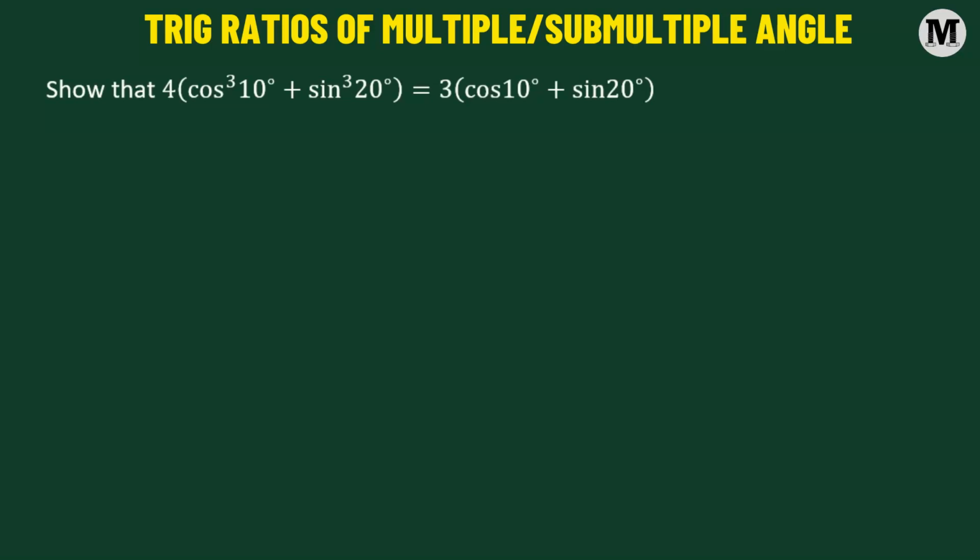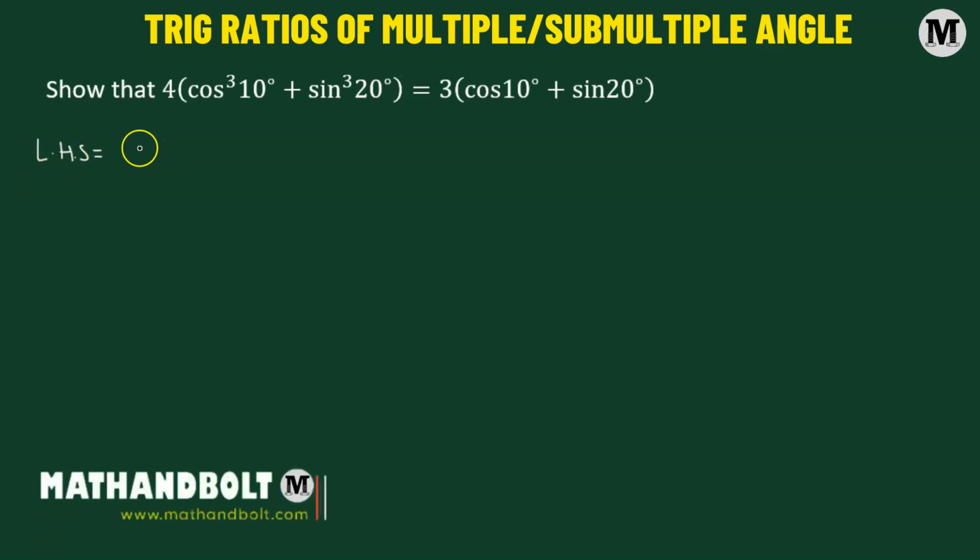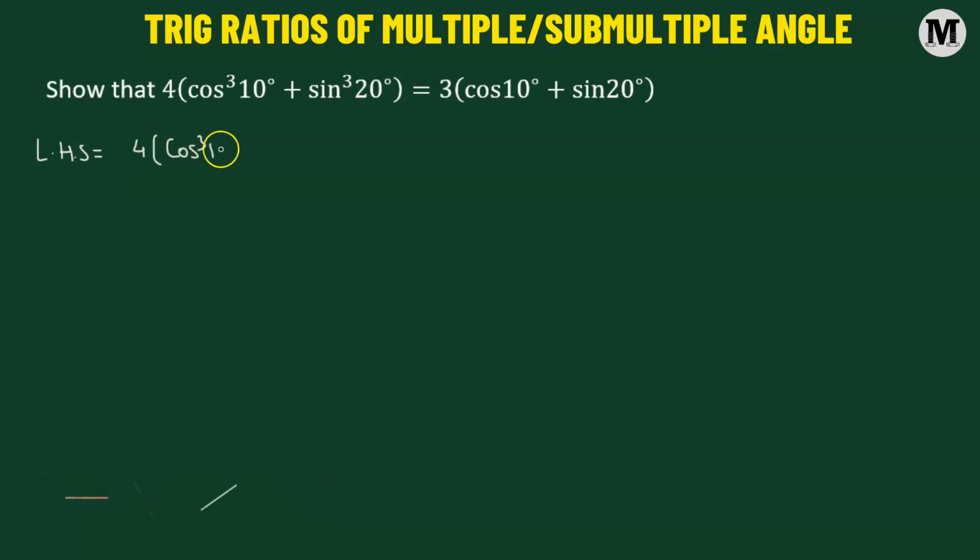We need to show that 4 times cosine cubed 10 degrees plus sine cubed 20 degrees equals 3 times cosine 10 degrees plus sine 20 degrees. Let us begin. We'll start the problem from the left hand side. So here we have 4 multiplied by cosine cubed 10 degrees added to sine cubed 20 degrees. Fine. Now let's use a formula.